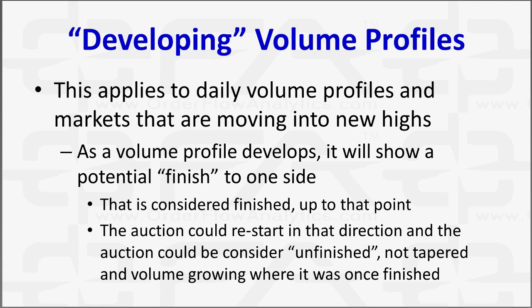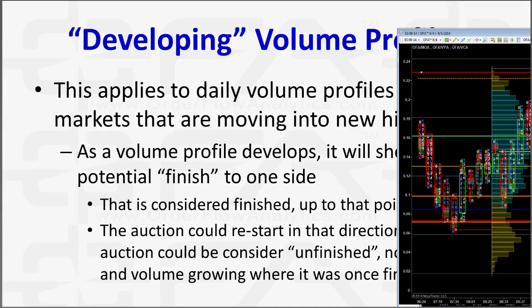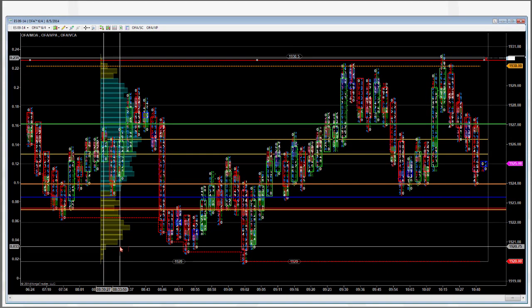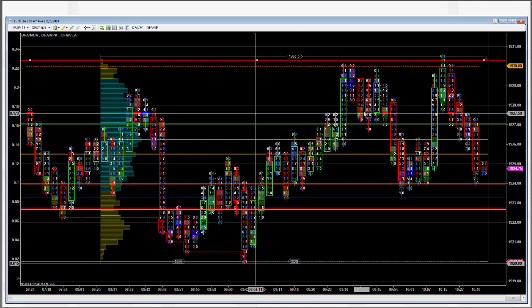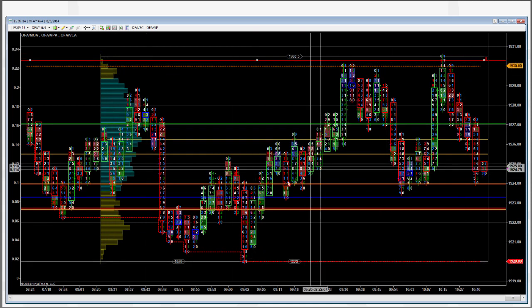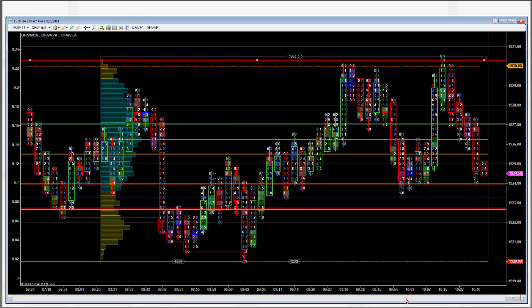Here, let me show you this. Here's today. See the finish? See the finish? Is that a good opportunity for a trade? Are these good opportunities for a trade? All of them. You bet they are.